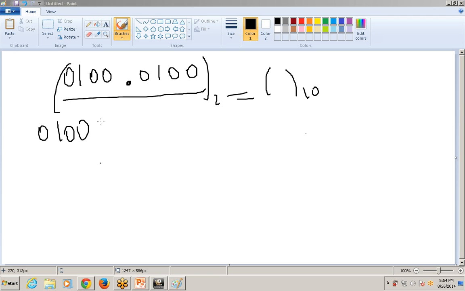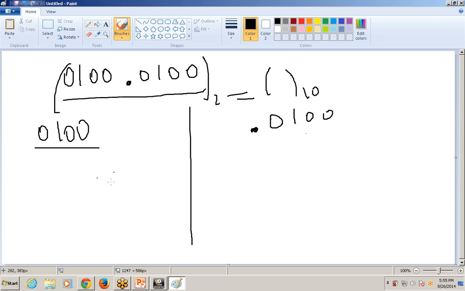So this is how we can represent. First of all, divide the integer and fraction into different parts. This is the integer and this is the fraction, that is 0, 1, 0, 0. Now calculate in a separate way. First of all, use this one.